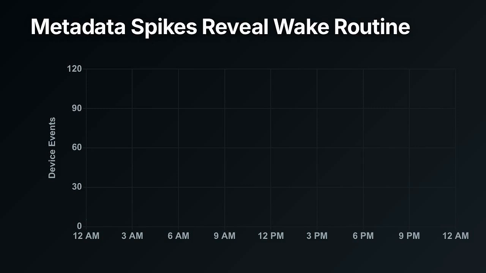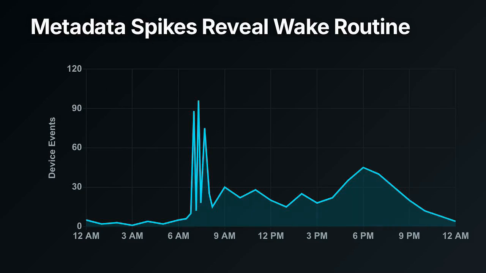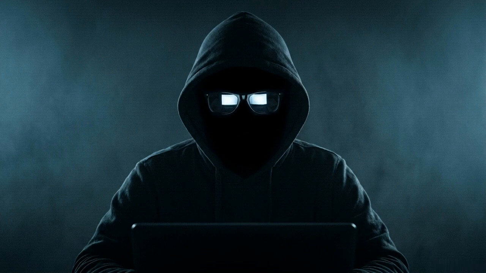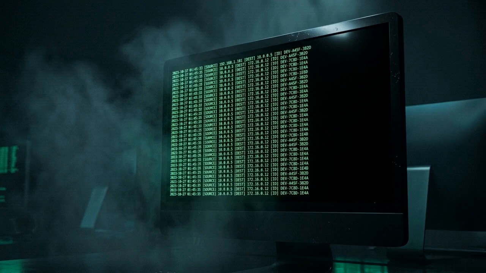This timeline graph shows how these automated actions cluster together. The heavy spikes of activity between 7 a.m. and 8 a.m. create a clear pattern that identifies your precise sleeping and waking schedules. An intruder doesn't need to see into your home to know when you're there. They can deduce your entire daily routine just by looking at these metadata logs.